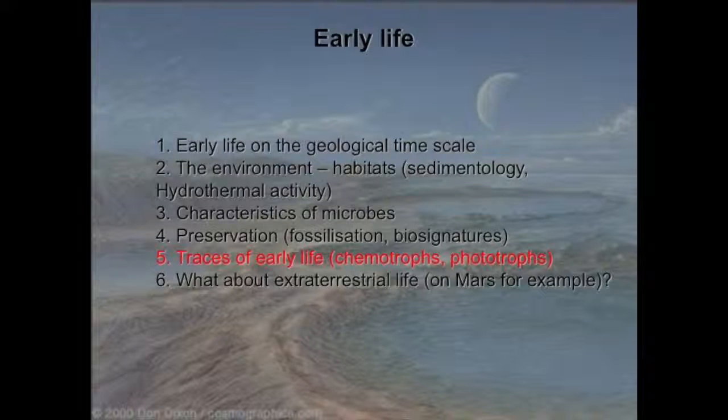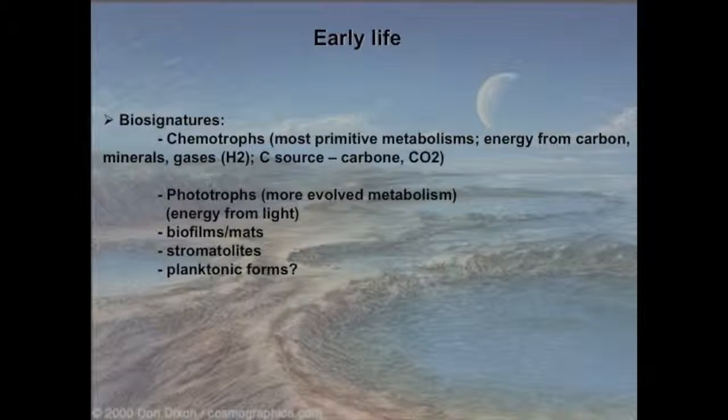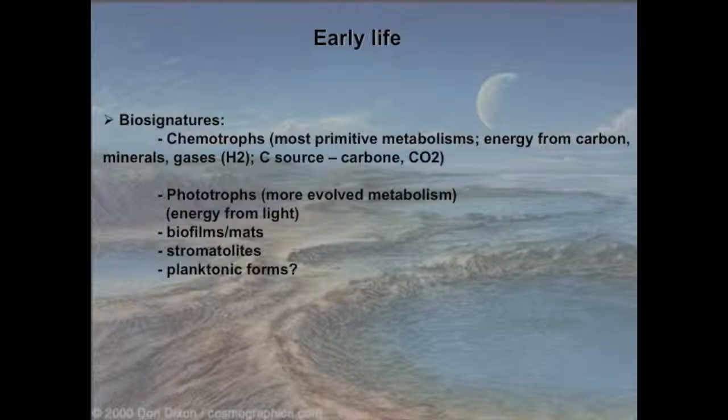Again, I just repeat, we only have 2 areas in the world where these signatures are preserved. So I'm going to show you examples from Australia, from the Pilbara region, and an example from Barberton in South Africa. And what kinds of signatures do we find in these rocks? Well, we find signatures of chemotrophic organisms. These are organisms that have the most primitive types of metabolism. They're organisms that obtain their energy from minerals, from gases such as hydrogen. Their carbon source is either carbon or carbon dioxide.